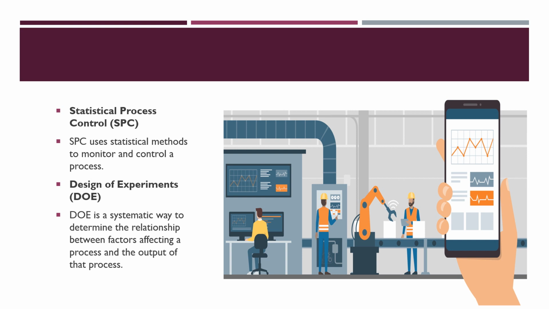Design of experiments, DOE. Design of experiments is a systematic way to determine the relationship between factors affecting a process and the outputs of that process. Now, if a failure mode and effects analysis identifies a potential failure mode linked to multiple variables, design of experiments, DOE, can be used to understand how these variables interact and which combination might lead to the failure.